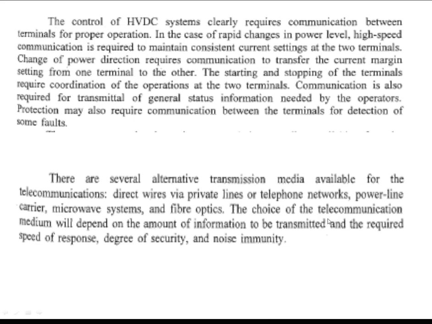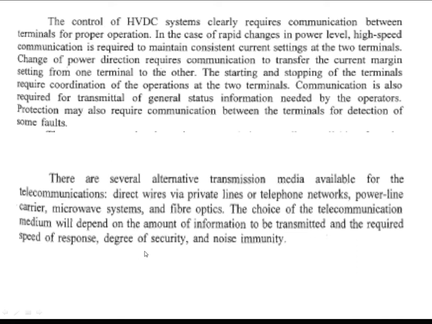The choice of the telecommunication medium depends on the amount of information that is to be transmitted and the required speed of the response. We know that optical fiber transmits a large amount of information at large speed. So if your requirement is high speed transmission of data, then you can use fiber optics. If it is not required to transmit at high speed, then you can use the microwave system as well as telephonic network as well as power line carrier. So depending upon the requirement, you can use any communication line.